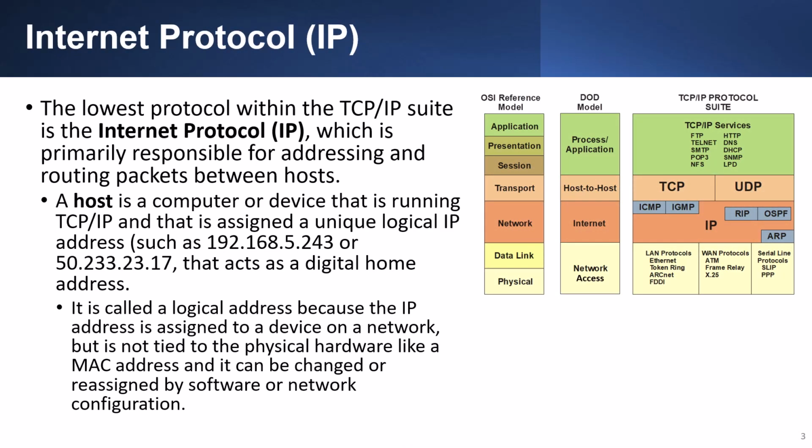The lowest protocol within the TCP/IP suite is the Internet Protocol, or IP, which is primarily responsible for addressing and routing packets between hosts. A host is a computer or device that's running TCP/IP and that is assigned a unique logical IP address, such as 192.168.5.243 or 50.233.23.17, that acts as a digital home address. It is called a logical address because the IP address is assigned to a device on a network, but it's not tied to the physical hardware like a MAC address, and it can be changed or reassigned by software or network configuration.